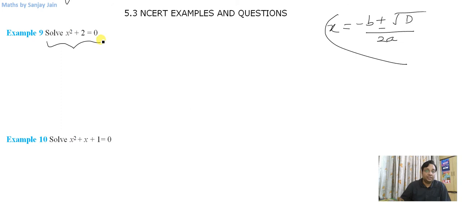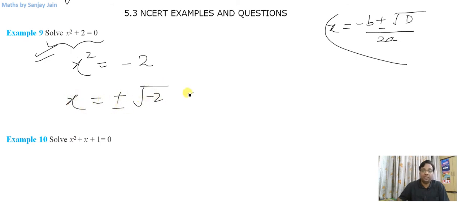Okay, in this we don't have to apply this formula also because I can simply write x squared equal to minus 2. So x will be equal to plus minus square root of negative 2, hence it will be equal to plus minus square root of 2 iota. So these are my solutions.